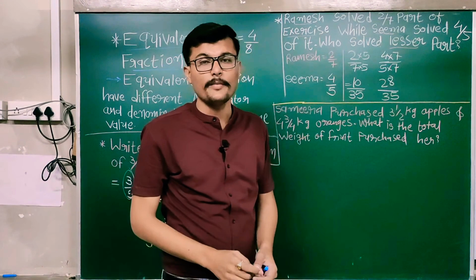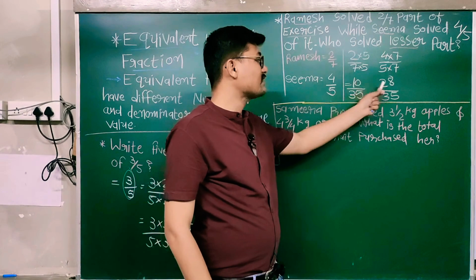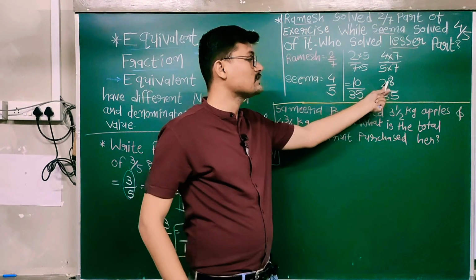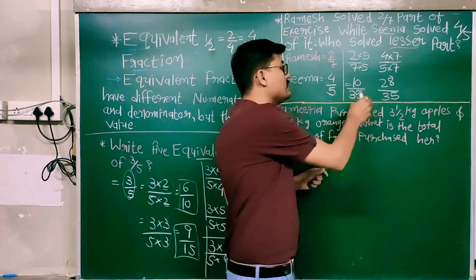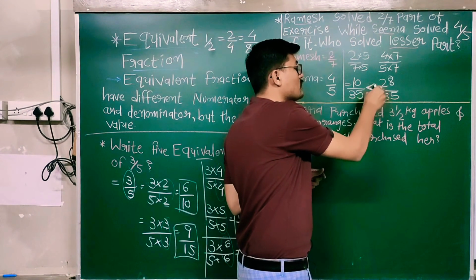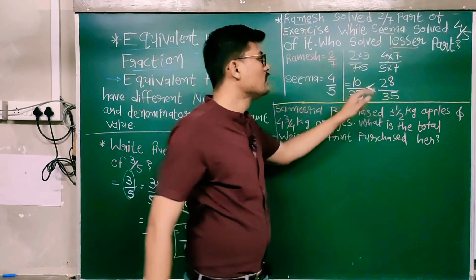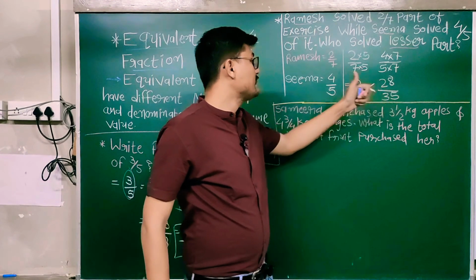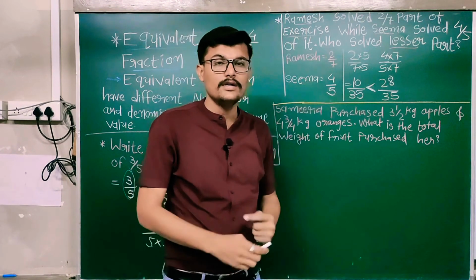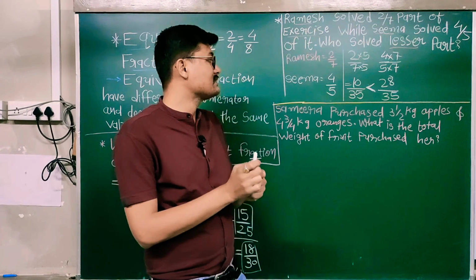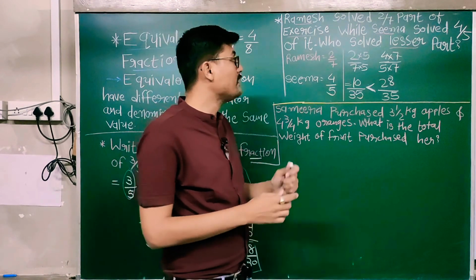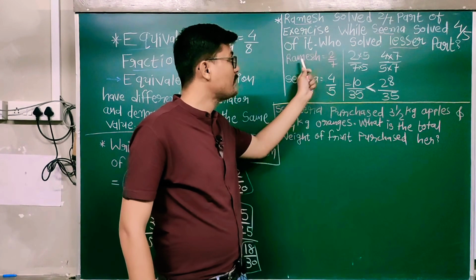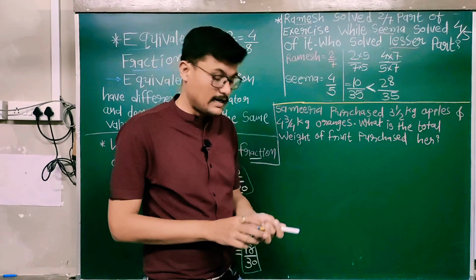The values of the denominators are the same. So which is the greater value in the top number, or numerator? 28 is greater than 10. So 28 upon 35, यानी कि ये कौन है यहाँ पे? सीमा सॉल्व मोर एक्सरसाइज कंपेयर टू रमेश. So here I want to find who solved the lesser part. So definitely Ramesh solved the lesser part.